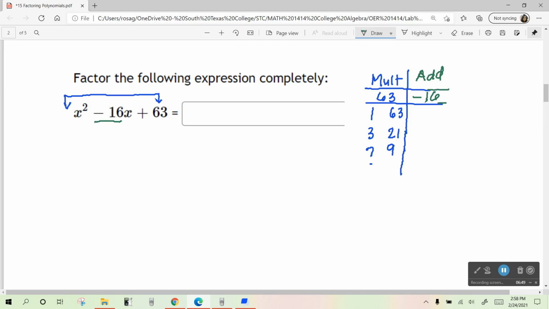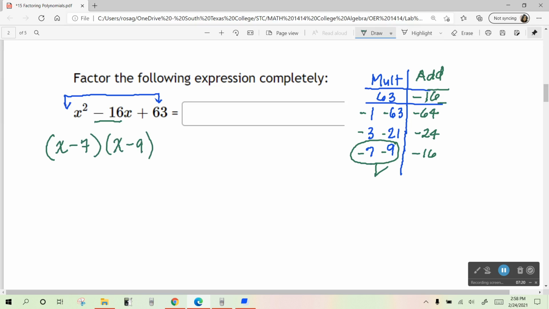So if you want them to multiply to a positive but add to a negative, they all have to be negative. So then which of these, when I add them, give me negative 16? This one gives me negative 16. So they're these numbers, the ones I'm going to use. And then I set up the parentheses and just put my numbers. X minus 7, x minus 9.